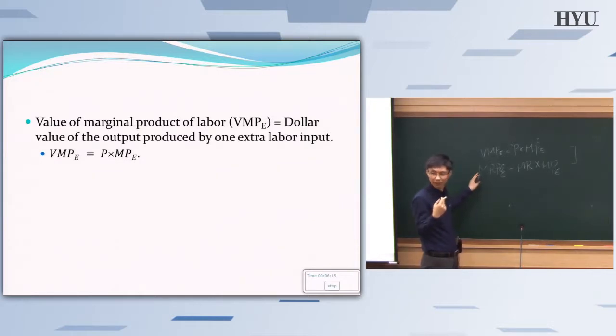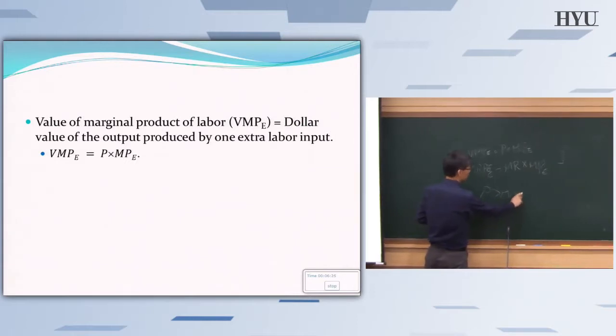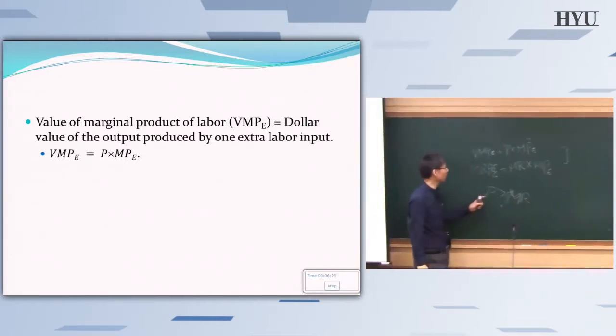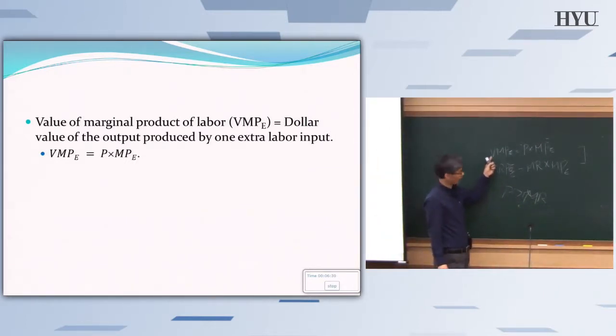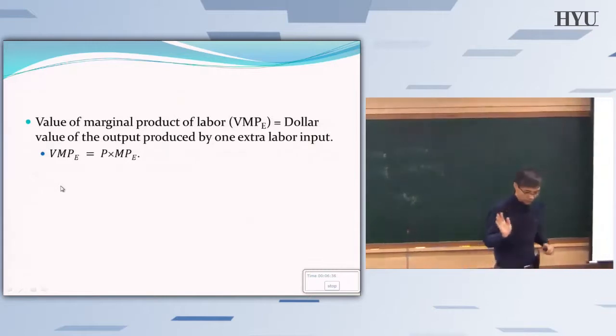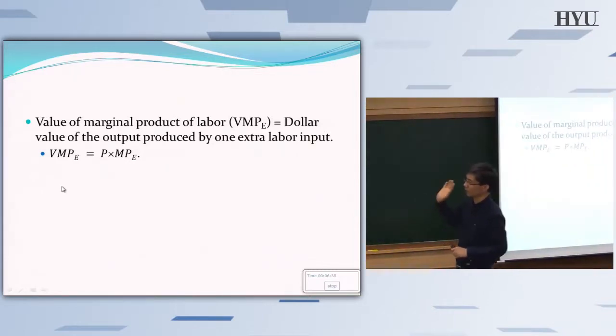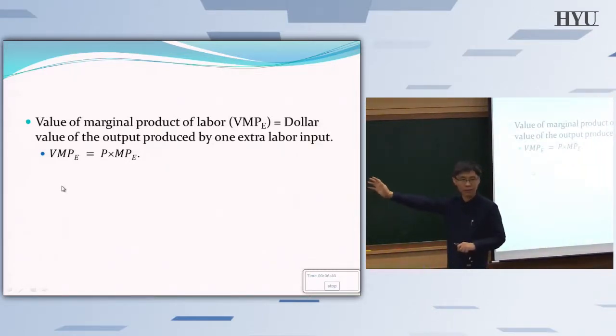MRP is bigger? If it's a monopoly, P and MR, which one is bigger? P is greater than MR, right? So if the product market is a monopoly, then VMPE is bigger than MRPE. Okay? So it will make some significant difference later when you think of labor demand of a monopolist.